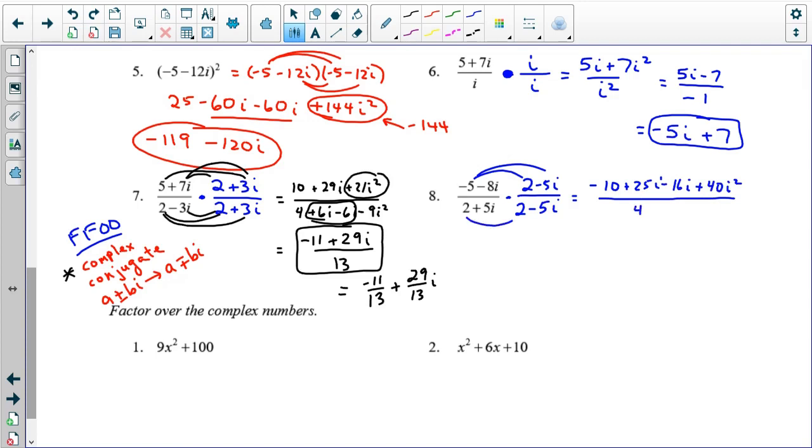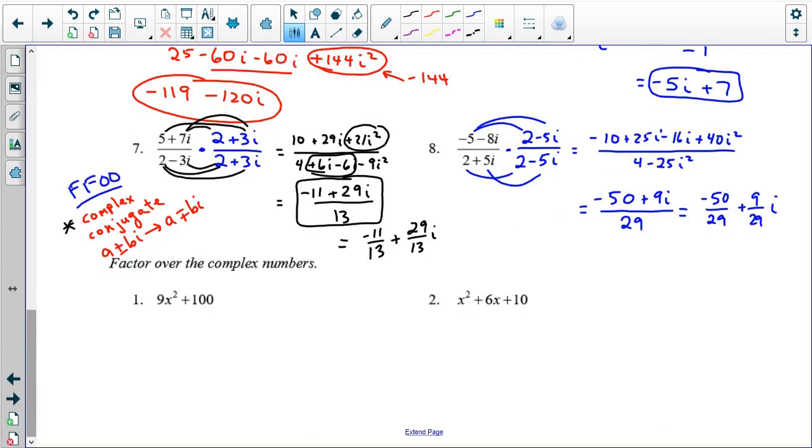minus 10i plus 10i. So I don't even really need to write it because I know that it should cancel out. Minus 10i plus 10i, those go away, and then this becomes minus 25i squared. So when I simplify this, I get negative 10 minus 40, which is negative 50, plus 9i all over 29, since negative 25i squared is 25. And again, I could write this as negative 50 29ths plus 9 over 29 i if I wanted to.